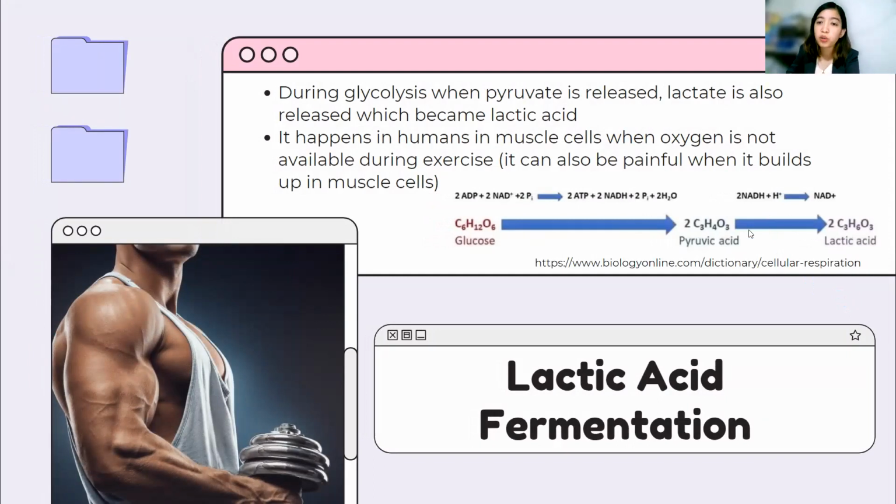So what happens here is that the pyruvate that is released produces lactate as a product, and it further becomes lactic acid. It happens in our muscle cells when oxygen is not available during exercise. And usually, it causes pain when the lactic acid builds up in our muscle cells. So when we have vigorous exercise and oxygen is not available, this is what happens in our cells.